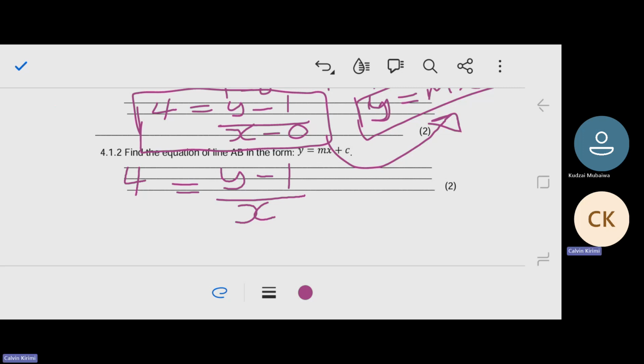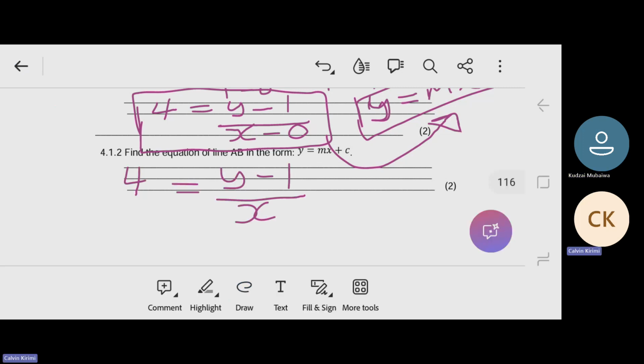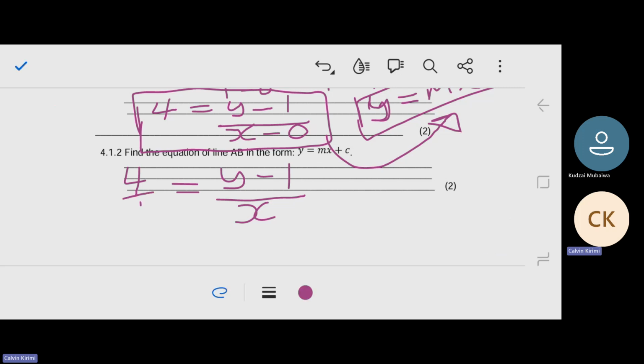You want to get rid of a fraction. What did I tell you? If you want to get rid of a fraction, multiply. So do that. You're simply cross multiplying. 4 can be written as 4 over 1. So you just cross multiply. What is the problem there?